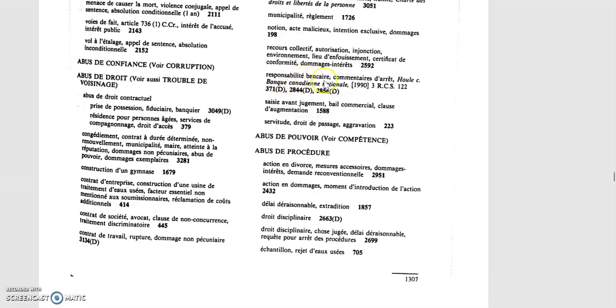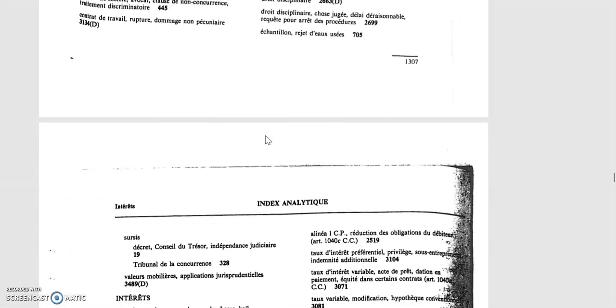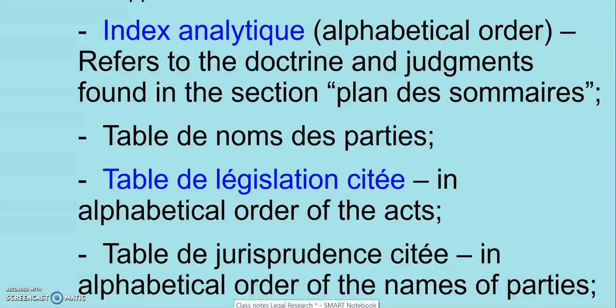So here, see une responsabilité bancaire, commentaire de l'arrêt Hull, and so on. You have 3 doctrines attached to it. So every time you're going to see a D, we're looking for doctrine. And when there is no D, like here, there's no D, here either, that means it refers to a jurisprudence.